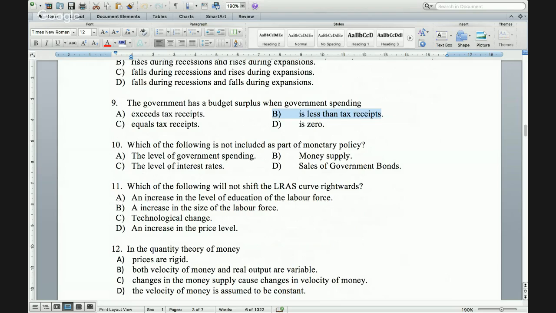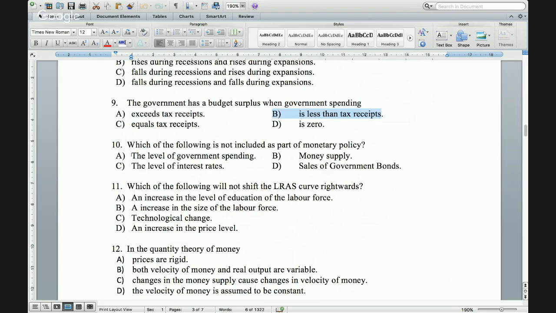The level of interest rates is the price of money. That definitely also is monetary policy, because you can adjust interest rates, like the way you could adjust the supply of money by printing more or printing less. And D is the sale of government bonds. That's definitely monetary policy. Some people may go for that option, which is the wrong answer. D is definitely a part of monetary policy because governments can buy and sell bonds in order to adjust the amount of money that enters and leaves an economy.